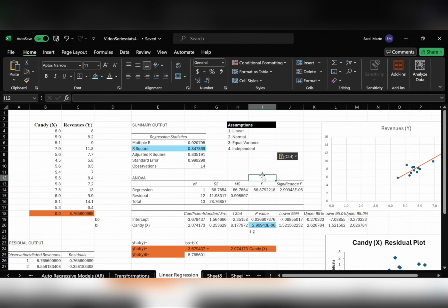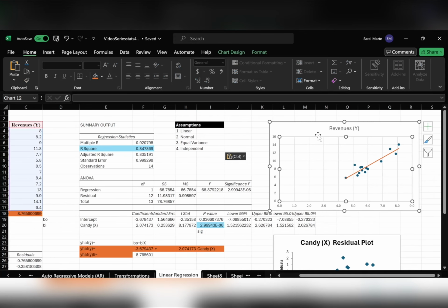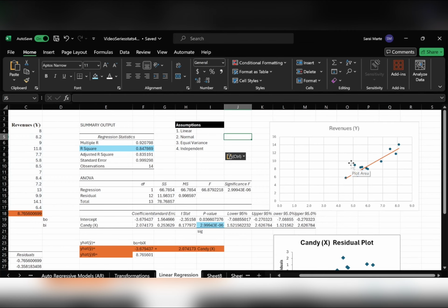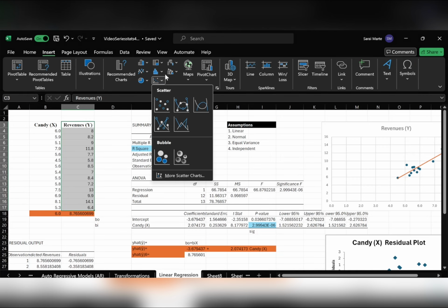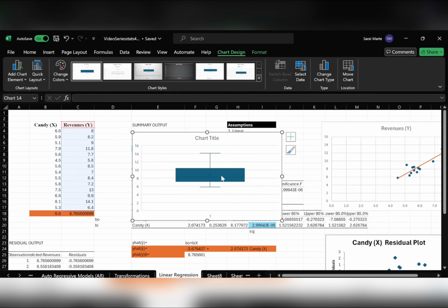We also have some assumptions, things that we assume when we use these models. First, we assume that it's linear, and that's easy to prove. You could just look at the scatter plot, see that it's linear. It's not quadratic. You don't see any parabola patterns here. Second, that it's normal. This means that our data is normally distributed. For that, you can look at histograms or box plots. So if you select the data, you can go to insert and maybe look at a box plot. It's a little bit skewed, but for the purposes of this video, let's pretend it's normal.